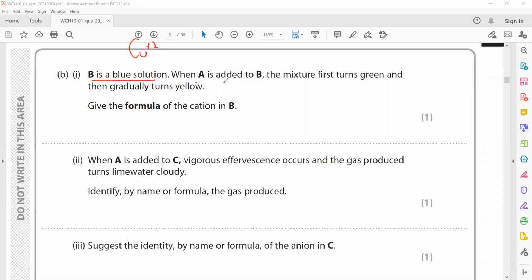But when we add an acid, it turns green and then yellow. It means that there is a ligand exchange. It turned into a complex of copper which has chloride ions as ligands.